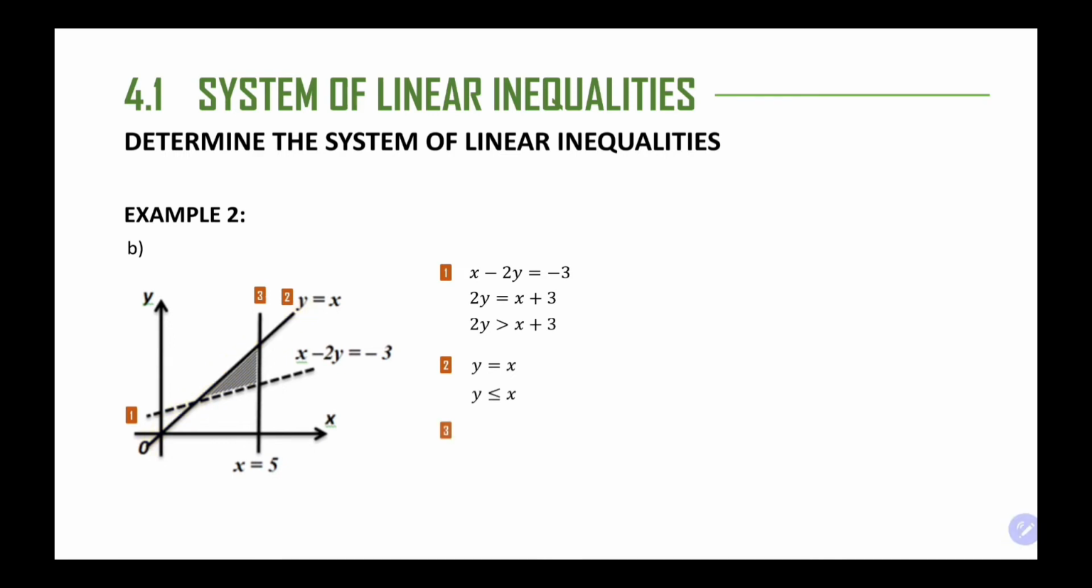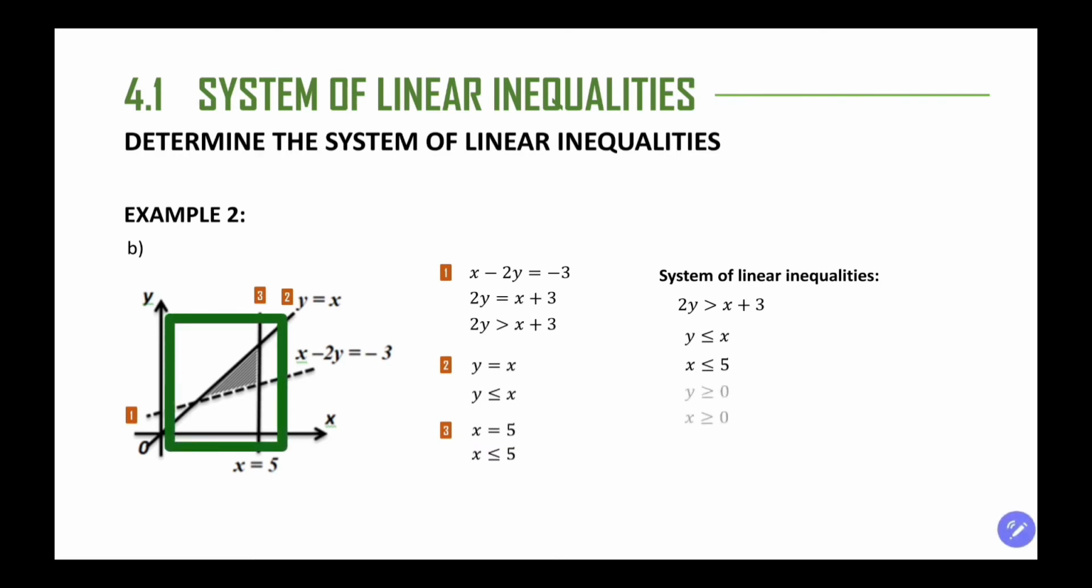And last line, we have x equals to 5. And the region is on the left, x equals to 5. So we put x less than or equals to 5. Then we conclude our system of linear inequalities. We have 2y greater than x plus 3, y less than or equals to x, and x less than or equals to 5. And the region is on first quadrant only, so we put x and y greater than or equals to 0. Can combine together, becomes 0 until 5.